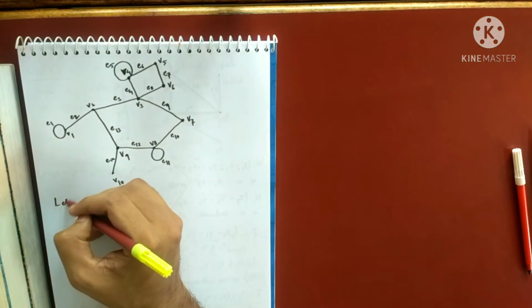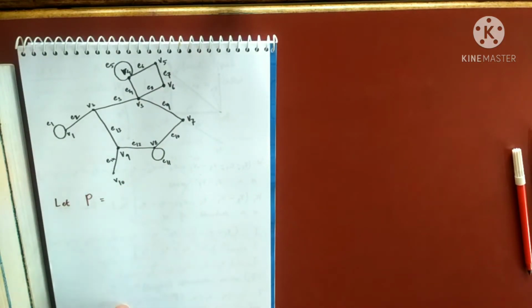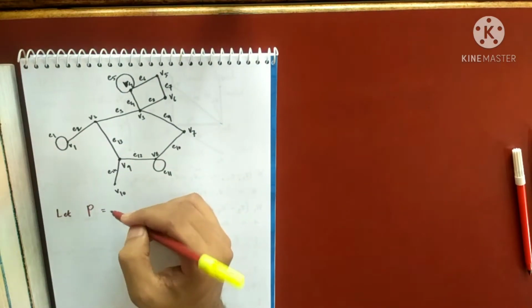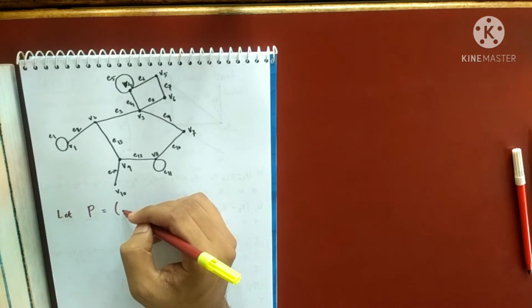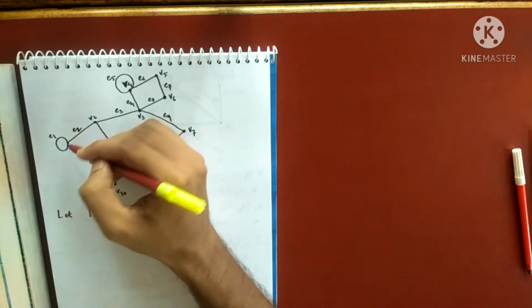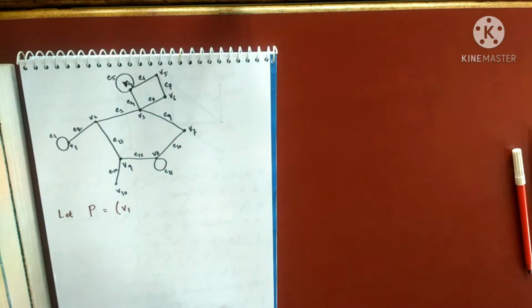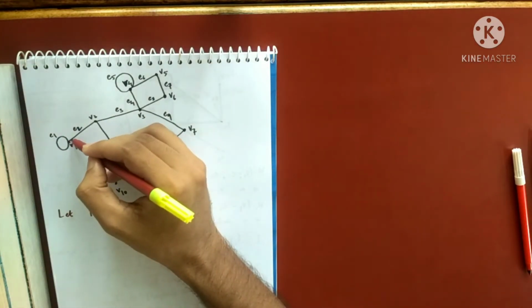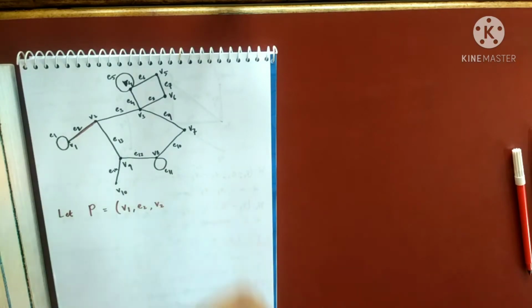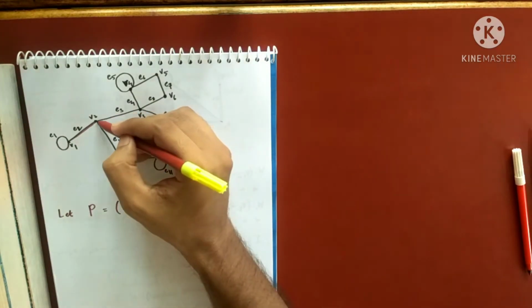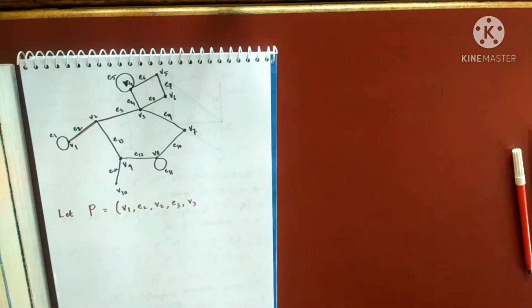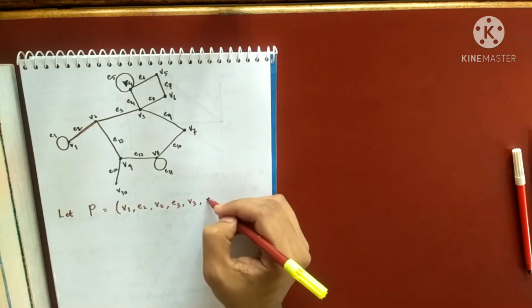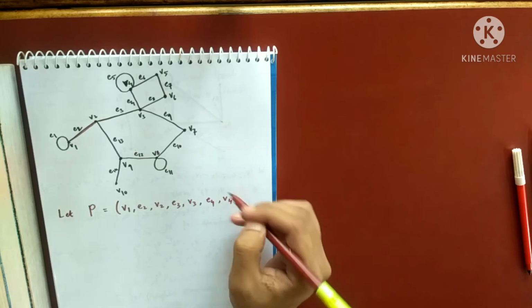Let us consider a walk in this graph, P. Why I'm teaching this, you will understand a bit later. Consider this walk from V1 to V7. I start with V1, I go by E2 to V2, then I go by E3 and reach V3, then E4, V4.